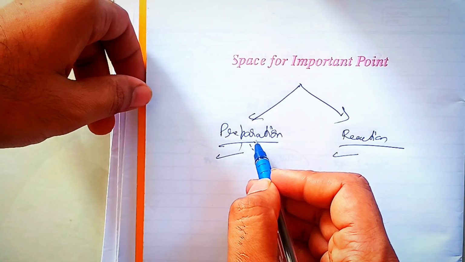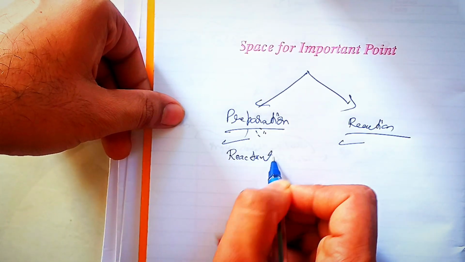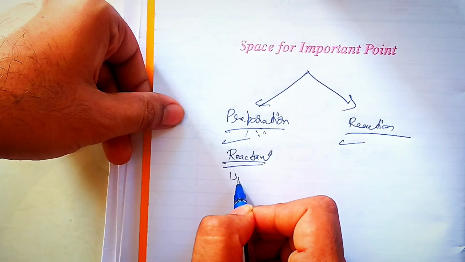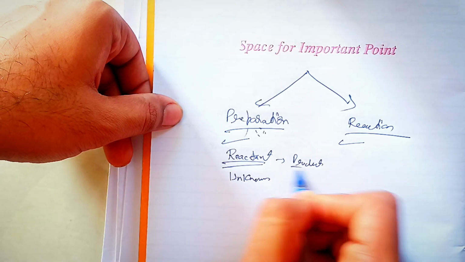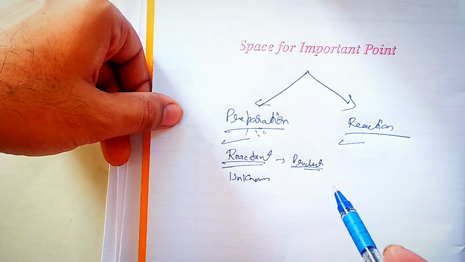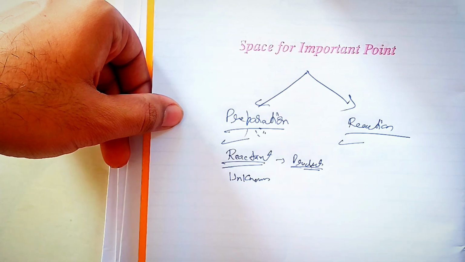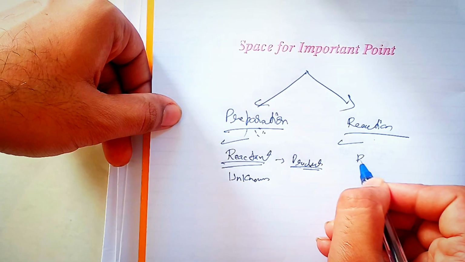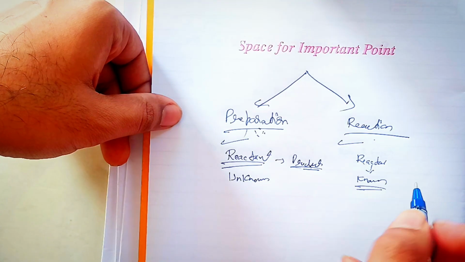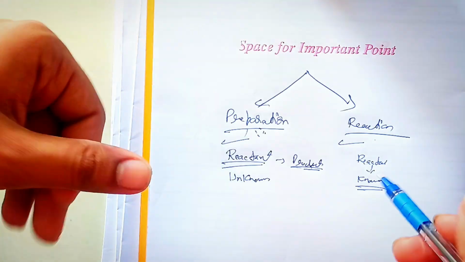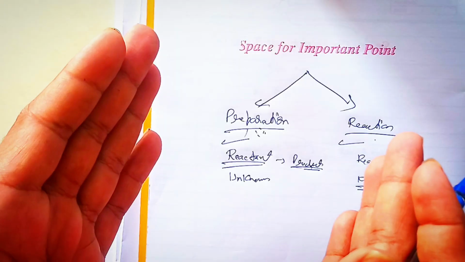So in the preparation, the reactant will be unknown, and the product will always be known. Meaning if you are preparing the ketone, then the product will be 100% the ketone. And in the reaction, the reactant will always be known. If you are going to prepare anything, you have to distinguish the reactions.